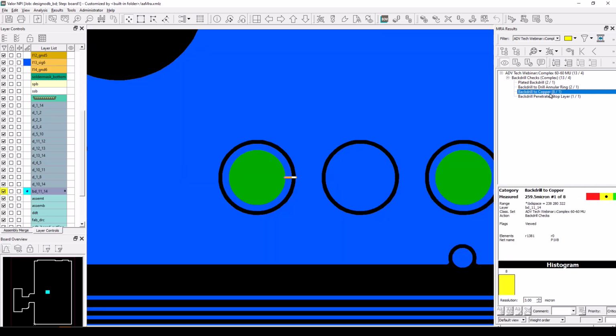The back drill to copper check looks at the size of the back drill to copper spacing. This is the distance that must be maintained from the edge of the back drill to the edge of all copper connections on the layers penetrated by the back drill.